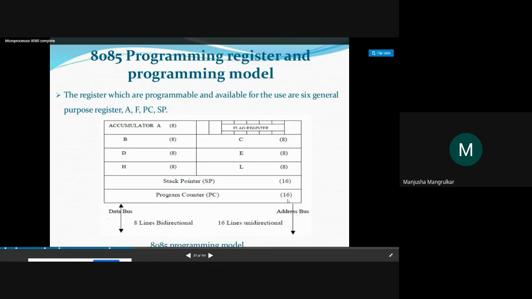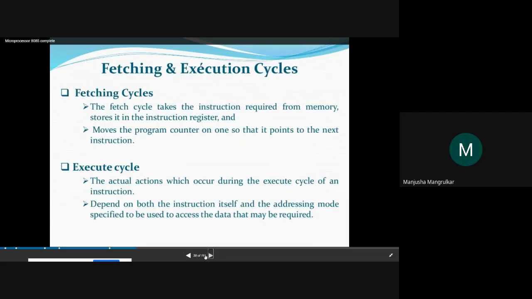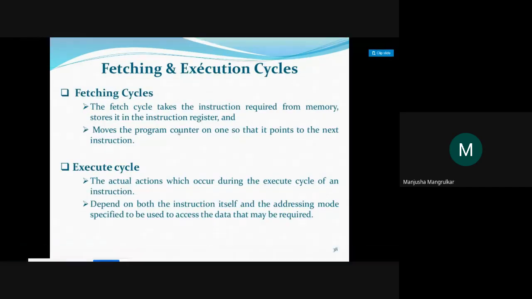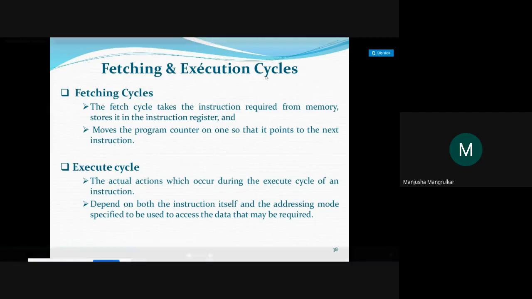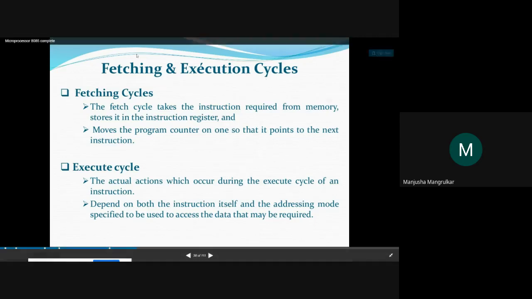So the data bus is 8 lines and the address bus is 16 lines, going out, right? So this is the programming register. When we perform a program, that time we will see how we will use these programming registers. Now, the fetching and execution cycle. We will understand first, because there is a mnemonic and there is data, so how is it identified which is the data and which is the mnemonic? It is the fetching cycle.